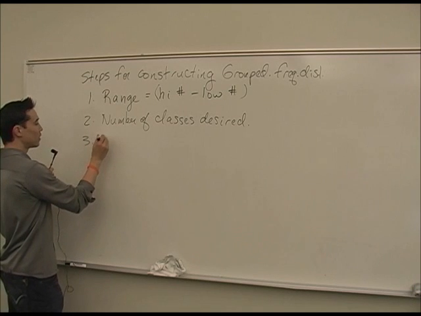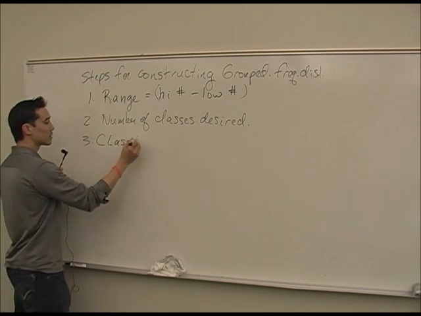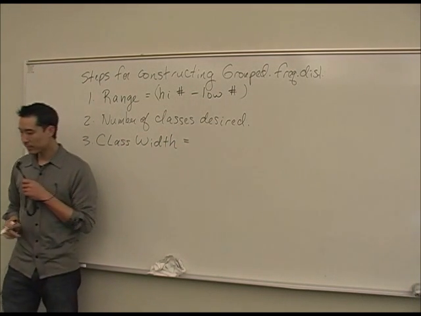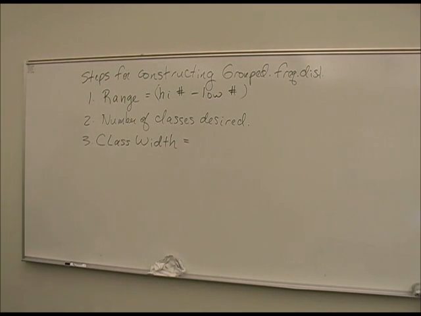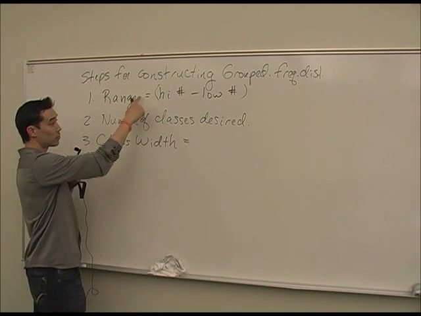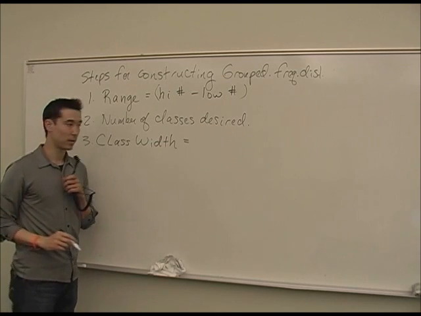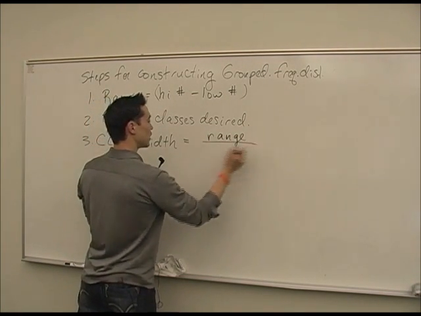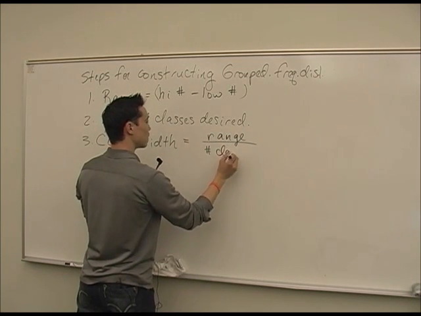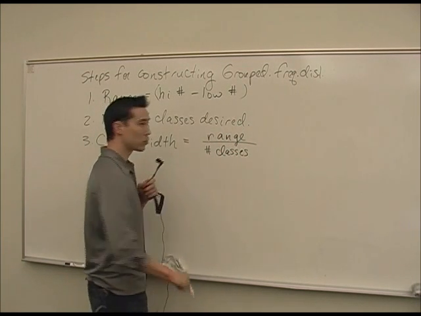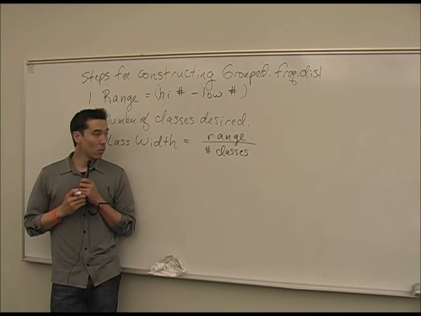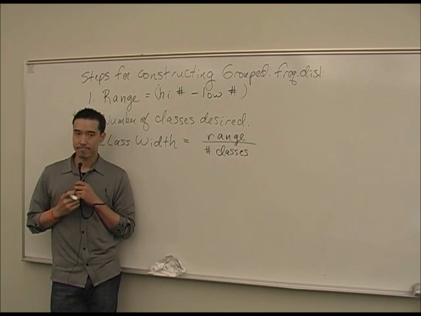Step 3, we want to find the class width. To find the class width, you take number 1, which is the range, and you divide it by the number of classes that you're going to have. So it's just a quick division. Range divided by the number of classes, and that will give you your class width.